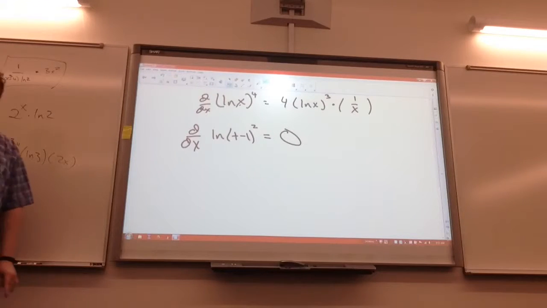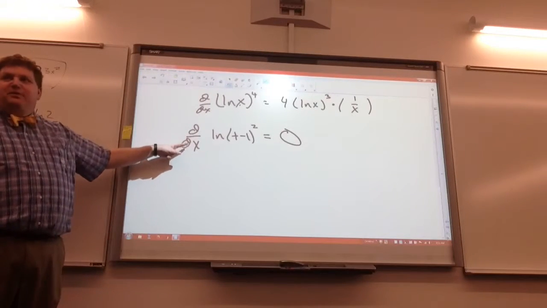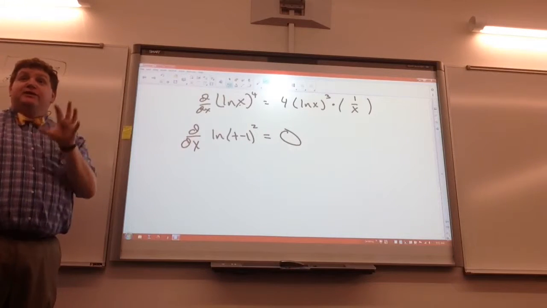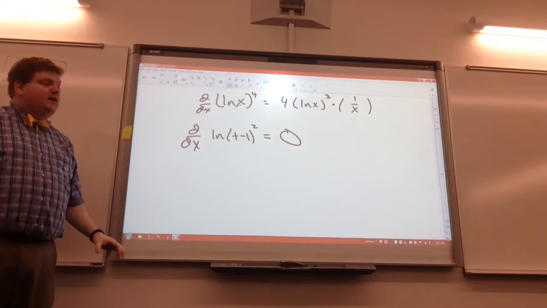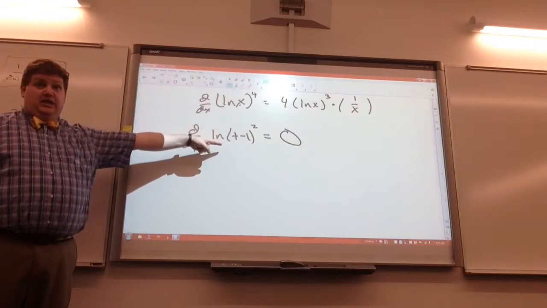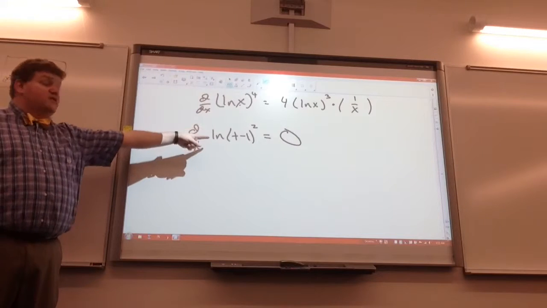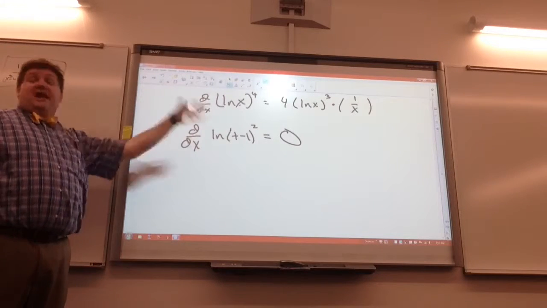That's why it's important to know what the variable you're using is for differentiation and integration, because it really changes how the answer comes out to be. There's no x in this thing. I'm supposed to be taking the derivative with respect to x. There's no x in it. Therefore, the answer is just 0.